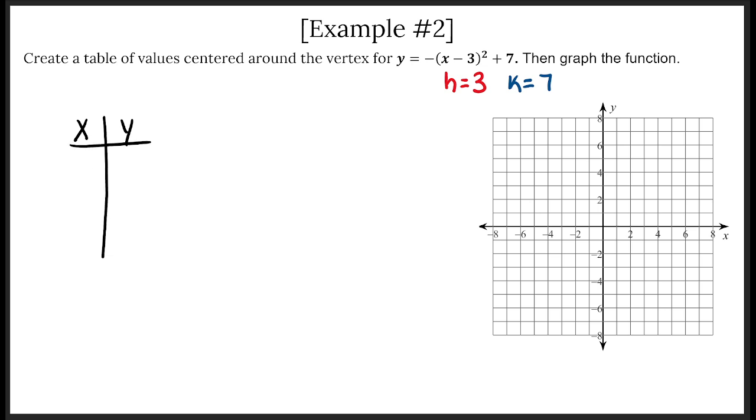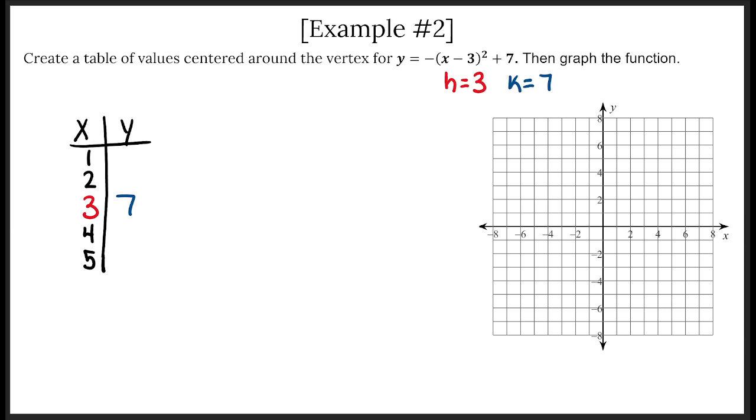Start putting together an XY table here. We want h and k to be in the middle of our table, so I'm going to put 3 and 7 in the middle. Then I want to list inputs or x numbers that come before and after the 3 right there. So coming before a 3 would be a 2 and a 1. After would be 4 and 5.